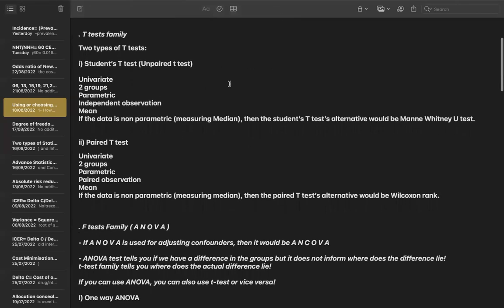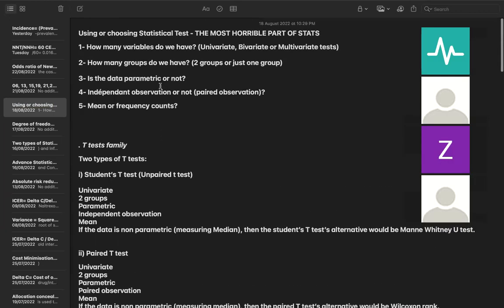Okay, so let's start with our first family, the t-test family. In this family, we have two types of t-test. We have the student t-test and we have the paired t-test. The student t-test is basically the unpaired t-test, and the paired t-test, it is self-explanatory, has paired observations. So again, on the basis of these questions, let's answer.